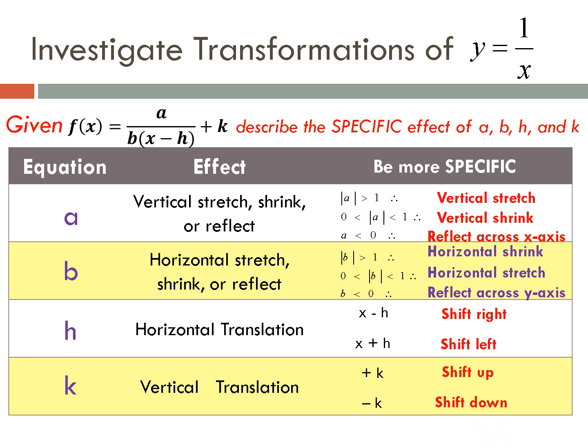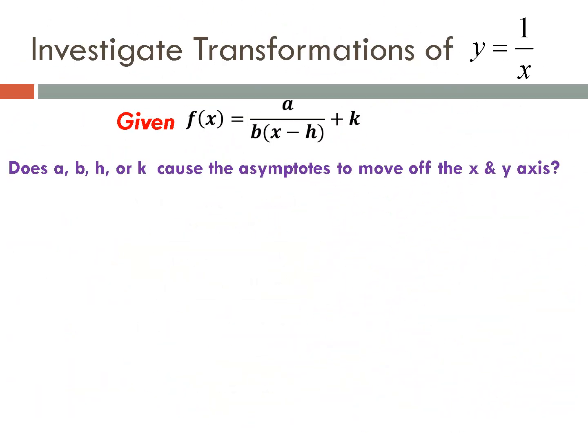So again, the a, b, h, and k haven't really changed. It's just where they're located that has changed. All right, given f of x equals a over b times x minus h plus k, does a, b, h, or k cause the asymptotes to move off of the xy axis?